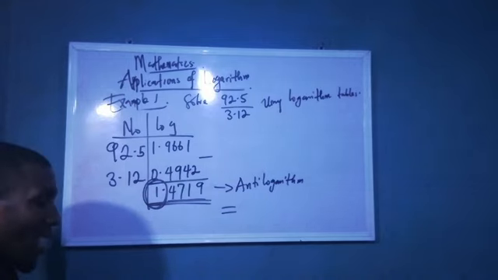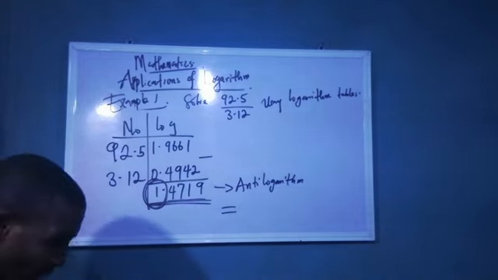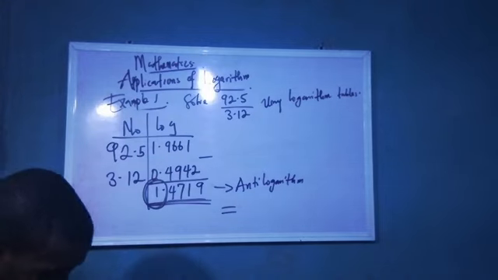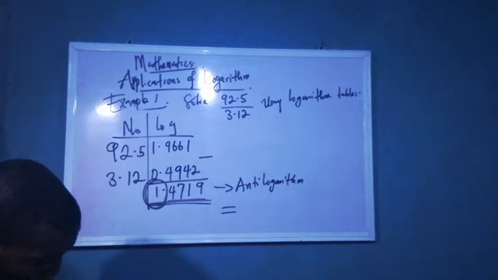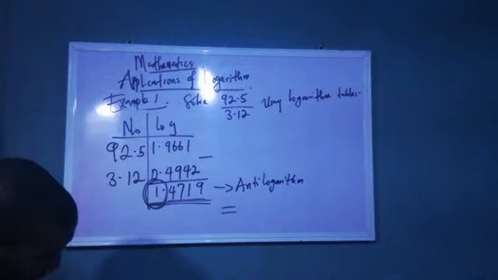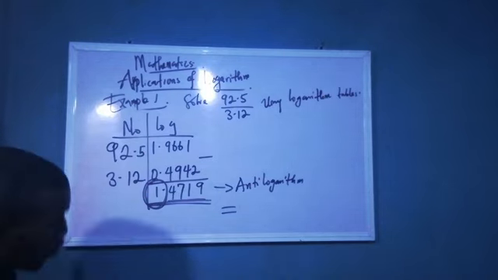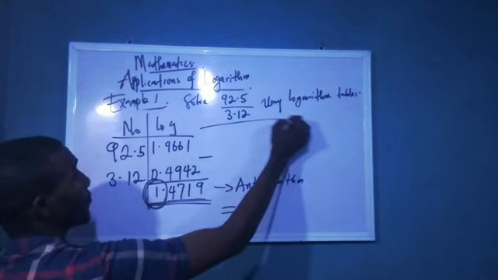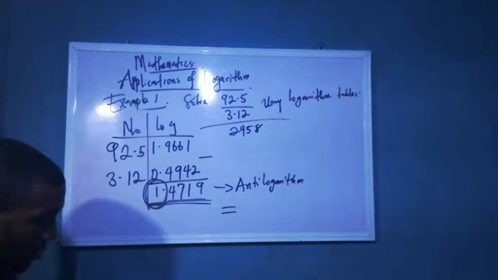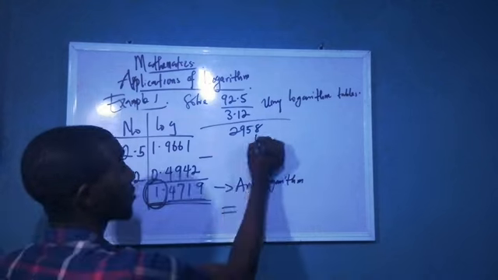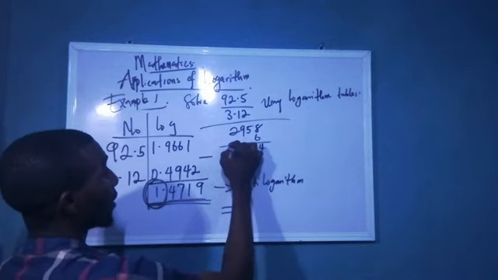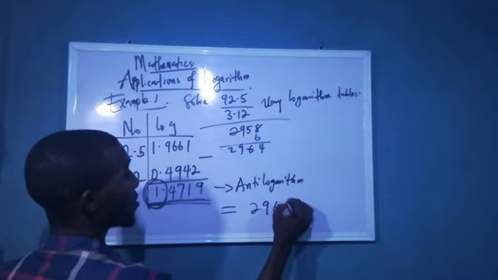To do that, we are not going to check under the logarithm of numbers. We are going to go to the anti-logarithm of numbers. Then we check for 47 under 1. 47 under 1 is 2958. Then difference of 9 is 6. So we add this together. What do we have? 4, 6, 9, 2. So this is 2964.